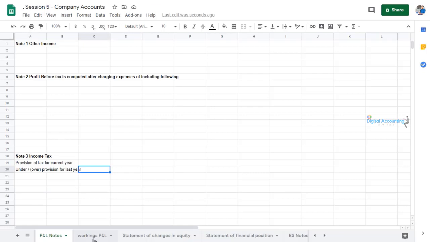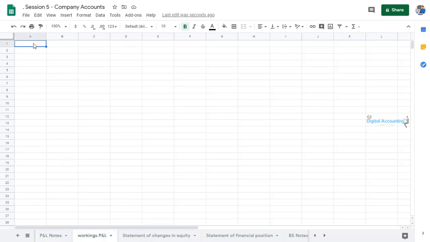Then workings for P&L. Students should provide workings for cost of sales. Then you can leave 5 lines. Then administrative expenses. Then leave 5 lines. Distribution expenses. And other expenses. Then statement of changes in equity.